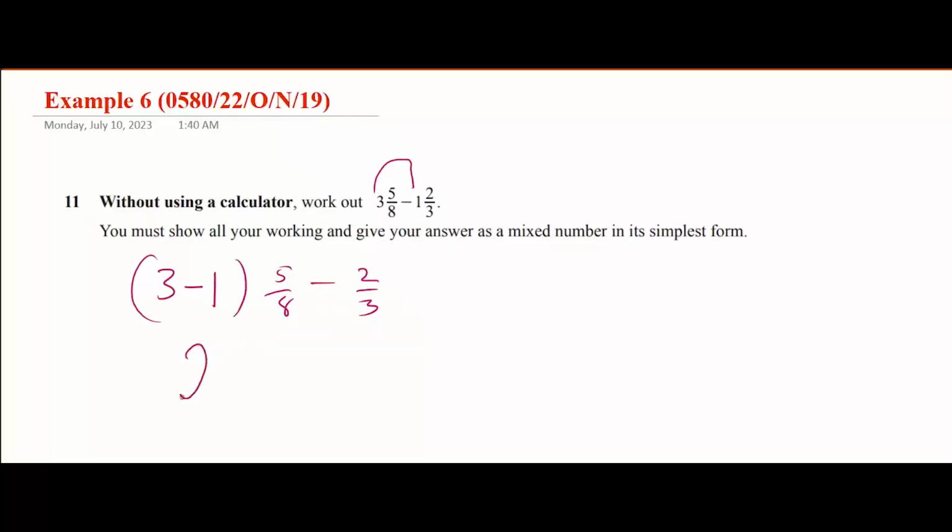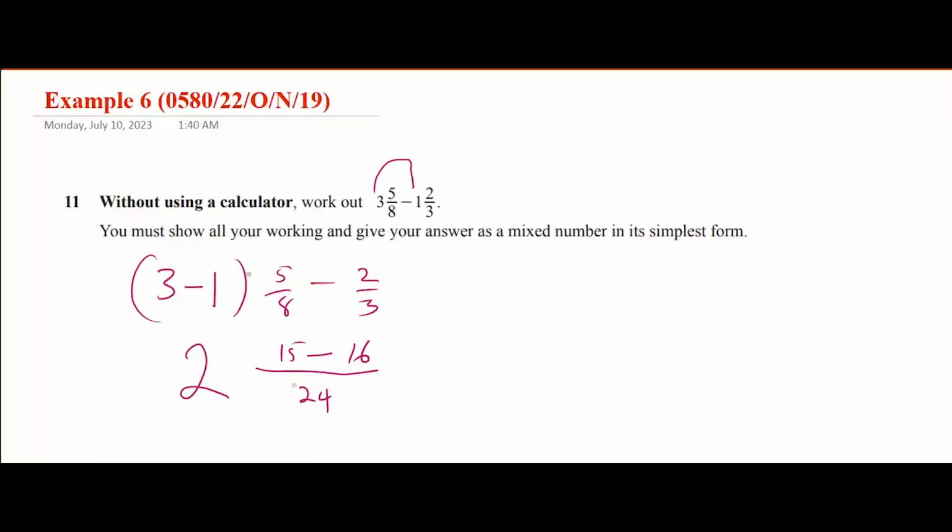So this will give me 2 whole. Then you can use any method to do this, but for me, I will use the LCM method. That is LCM of 8 and 3 is 24. Then 24 divided by 8, that will be 3. 3 times 5, that will be 15. Subtract 24 divided by 3, that will be 8. 8 times 2, that will be 16.